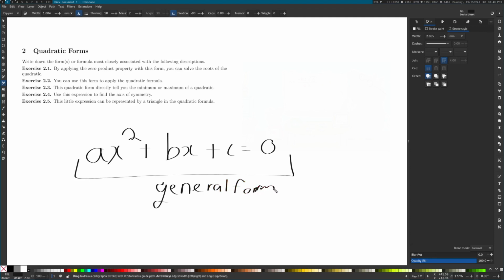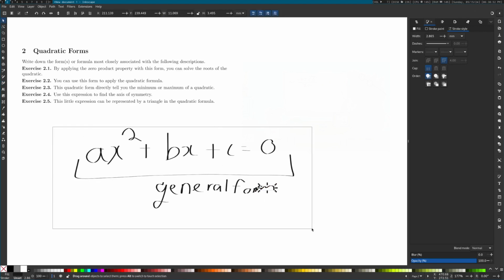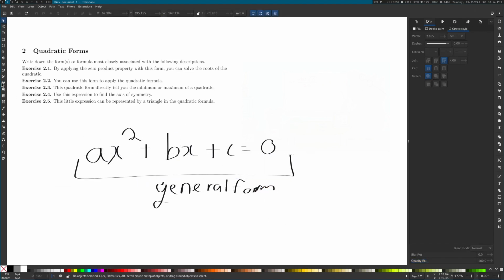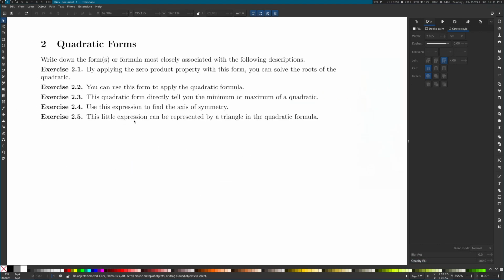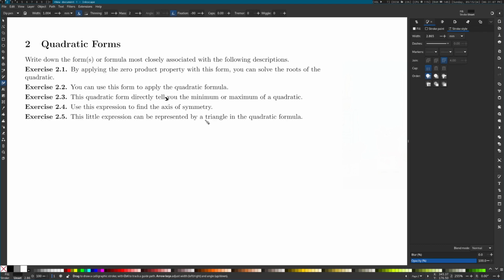And using these coefficients, we can solve with the quadratic formula. Okay, 2.3 here. This quadratic form directly tells you the minimum or maximum of a quadratic. So in other words, it's asking for the vertex of a quadratic.